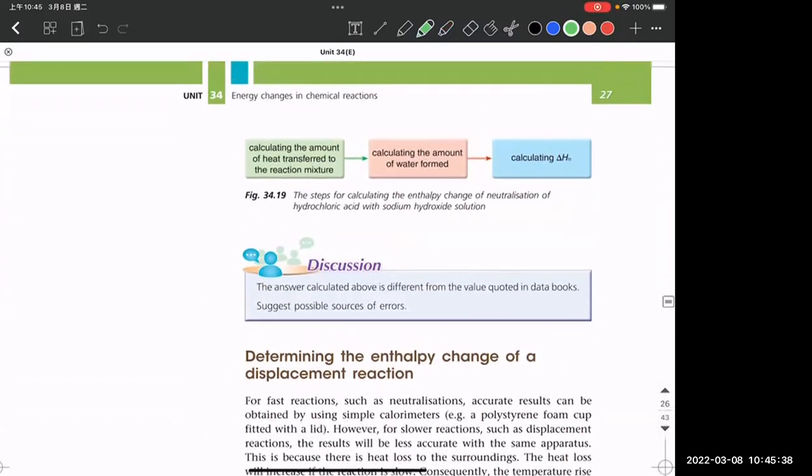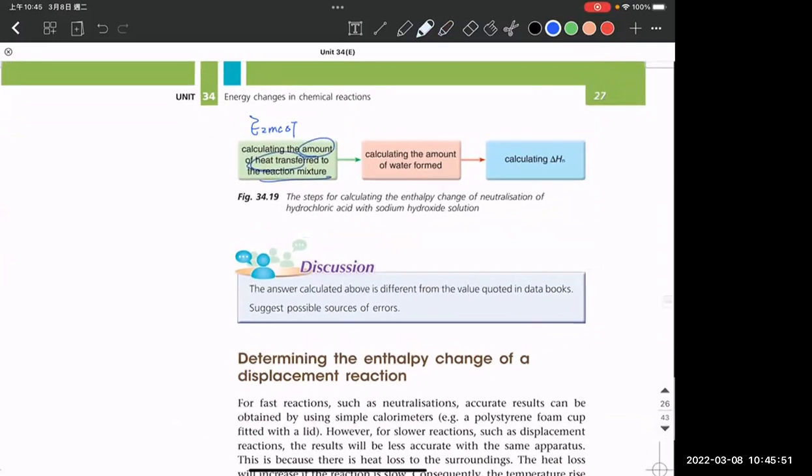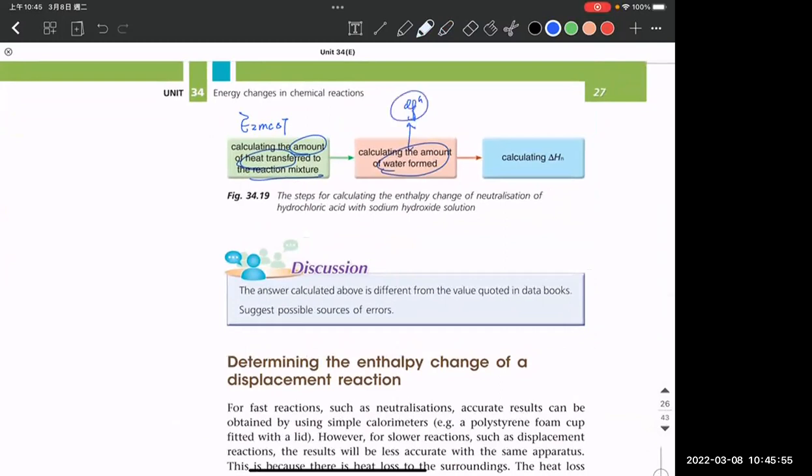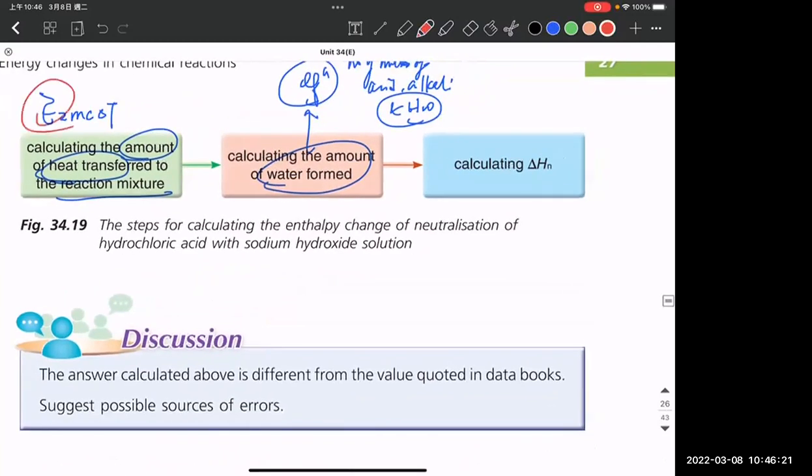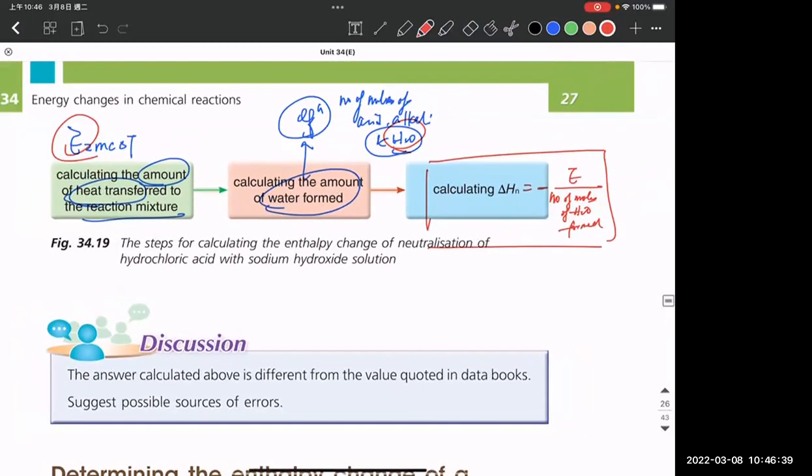So in short, you need to have two data. One is E is equal to mc delta T. It is what you can calculate as the amount of heat transferred to the reaction mixture. And to calculate the amount of water formed, you need to check the equation. You need to check the number of moles of acid, alkali, and hence water to be formed. I use the number of moles of water to be formed as the starting point for you to do the calculations. So once we have got those two data, what should we do? Simply take this E over the number of moles of water, and put a minus sign here. Is that clear? So this is how we do the calculations.